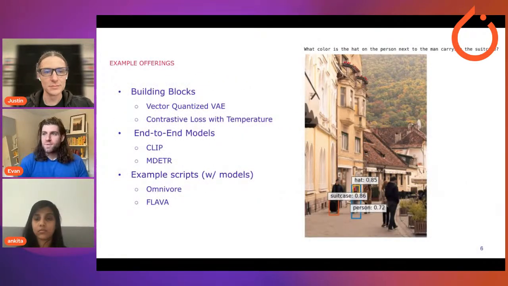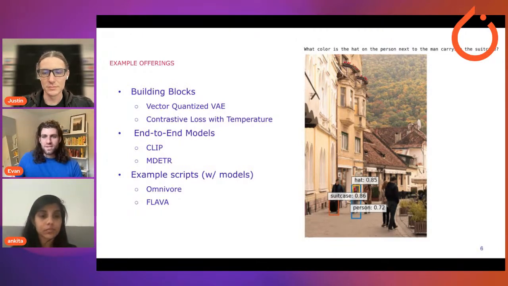So I can give a couple examples of each of these three things. So for building blocks, we have vector quantized VAE. This is useful for learning discrete latent representations of data. It's used in a lot of generation models as a tokenizer for the visual component.